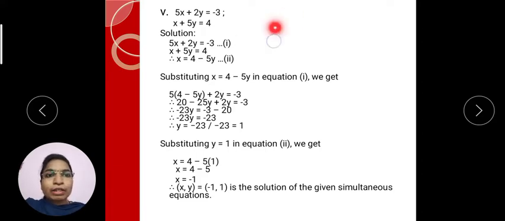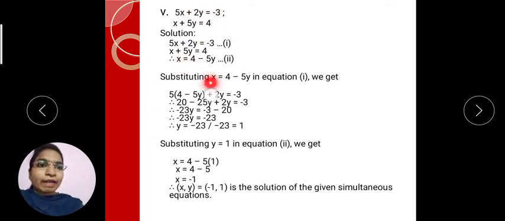In the fifth question, see, beta, 5x plus 2y is equal to minus 3 and x plus 5y is equal to 4. So here also I am using the substitution because x has a coefficient 1, and therefore I am isolating x in the second equation. First equation is as it is. Second equation, x plus 5y is equal to 4. After isolation, what we got? x is equal to 4 minus 5y. This 5y is shifting toward the right side.